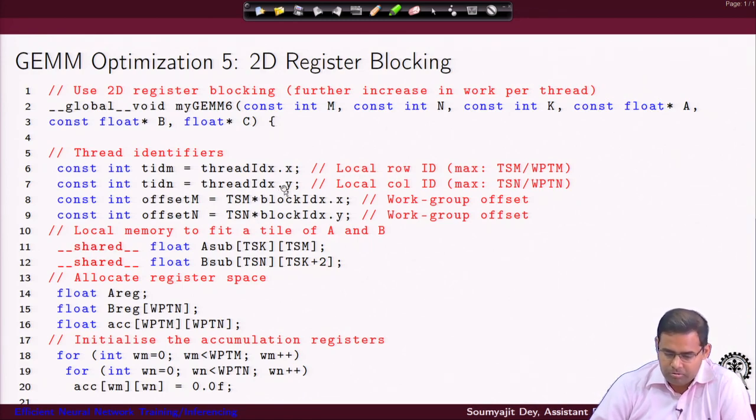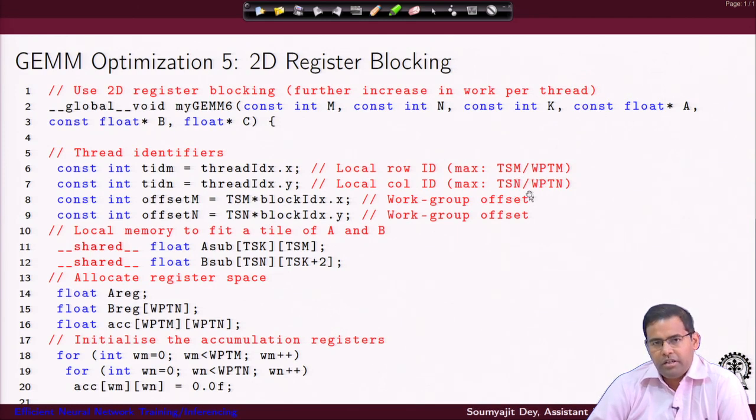And of course, the maximum value each of them can have will be TSM divided by WPTM, and similarly TSN divided by WPTN, like we have defined earlier. Okay. And similarly, we can compute the offsets which will be used soon, like exactly from which block the thread shall start working. To figure that out, you multiply the tile size in the dimension m with the block ID for the thread, and similarly the offset in the dimension n can be found by the tile size in dimension n multiplied by the block ID in the y dimension, right.